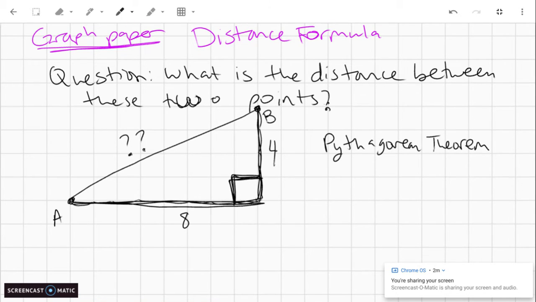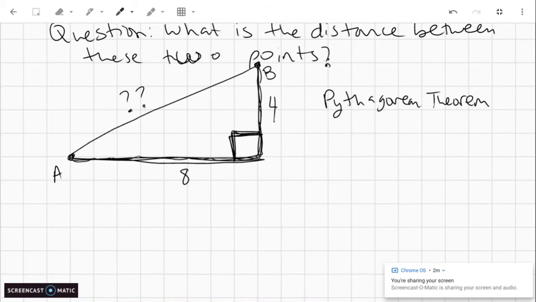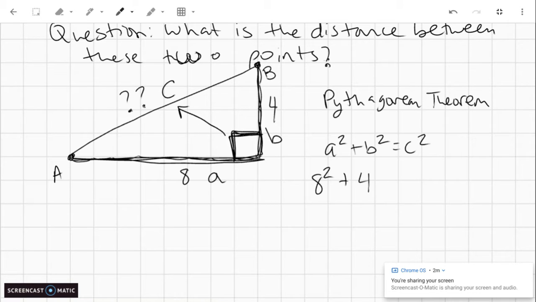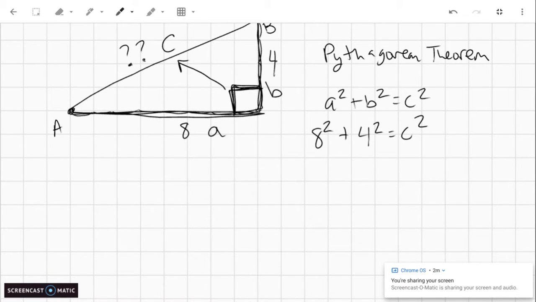Just to review the Pythagorean theorem, I know that I have a squared plus b squared equals c squared. C is my hypotenuse, so I'm always going to have C across the right angle, and then A and B doesn't matter. I'm just going to put those there. So I'm going to put 8 squared plus 4 squared equals C squared. And then I'm just going to do some calculations. So 8 squared is 64 plus 4 squared is 16 equals C squared.